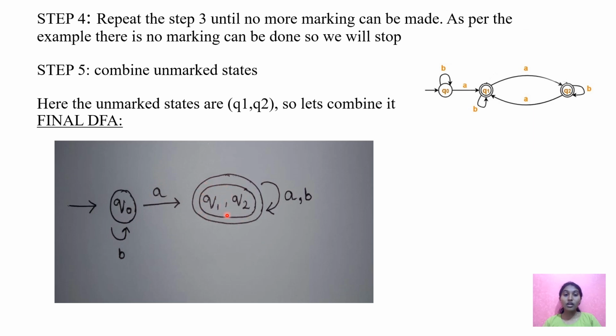That is, Q1 and Q2 is one state now, and we mark it as a double circle because both are final states. Q1 goes to Q2 with respect to A, and Q2 goes to Q1 with respect to A. So we mark it as a self loop because both are one state now. And Q1 has a self loop B, and Q2 also has a self loop B. So we take the self loop A comma B.